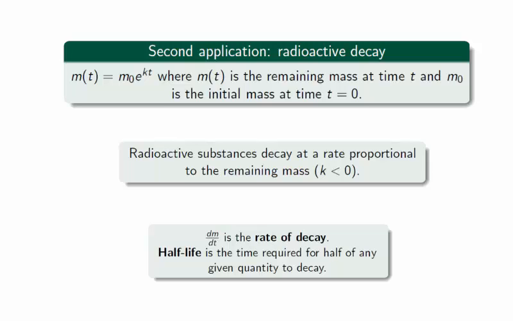The rate of change, dm/dt, is the rate of decay. Scientists express the rate of decay in terms of half-life, which is the time required for half of any given quantity to decay.